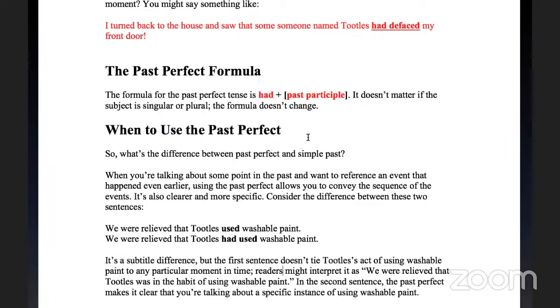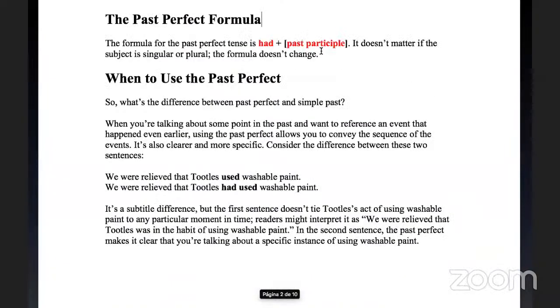¿Cuándo lo vamos a utilizar y cuál es la diferencia entre el pasado perfecto y el pasado simple? Okay, so what's the difference between the past perfect and simple past? When you're talking about some point in the past and want to reference an event that happened earlier, using the past perfect allows you to convey the sequence of the events. It's also clearer and more specific. Let's consider the difference between these two sentences.